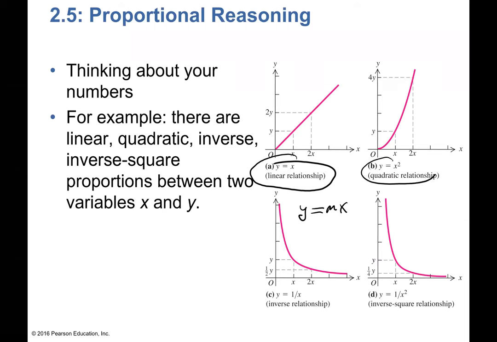And then here is a quadratic equation, right? Your graph looks like this, where y equals some constant times x squared, or you can say y is proportional to x squared.